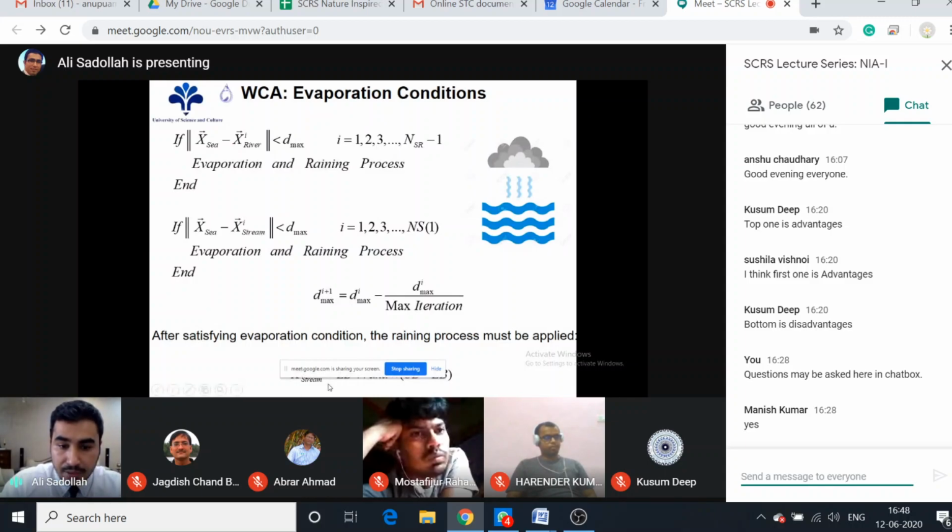process. The raining process is like this: very simple equations. Local and global search operators.